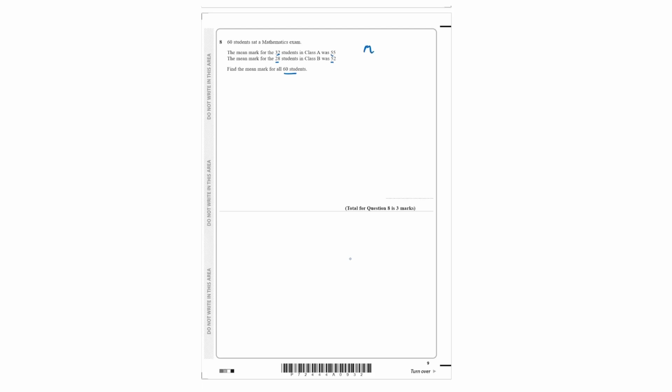And since we know that mean is simply total divided by quantity, total being the marks that they get, we have to combine the total marks and the total students in order to find the total mean. So we can actually rearrange this equation, multiplying both sides by quantity. So we can find out that total is simply quantity times mean.